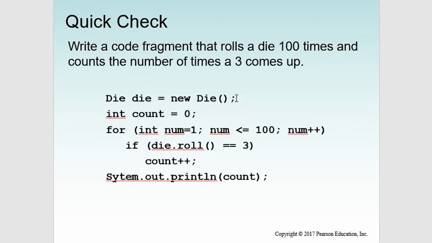And here's what they have. They instantiate their die object. They set count to 0. They come inside their for loop. This for loop is going to run 100 times. Then they're saying if the roll is equal to 3, they're going to increment count. And then once they're done with this loop, they're going to print out the count.